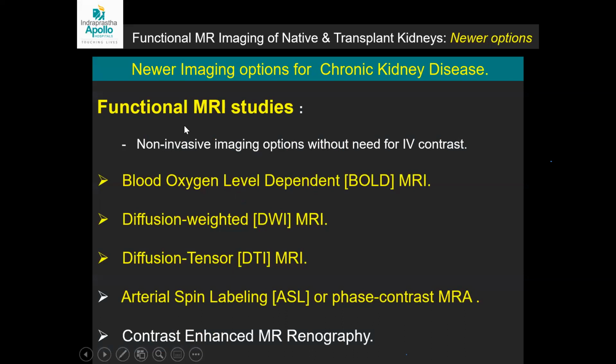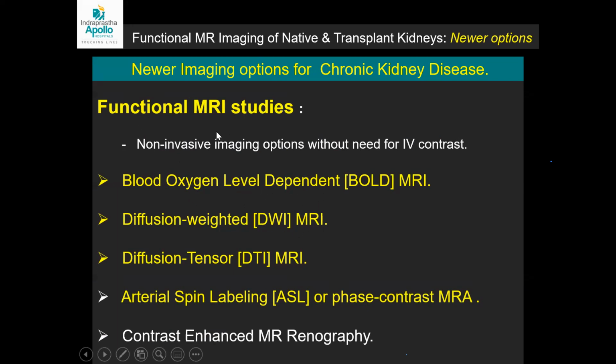Just something called functional MR studies. Right now, renal biopsy is the standard of care, which can only confirm the degree of CKD. The closest non-invasive option is a Doppler assessment, which tells you the RI values. But RI has significant limitations, and you cannot exactly decide many things because of the significant overlap.